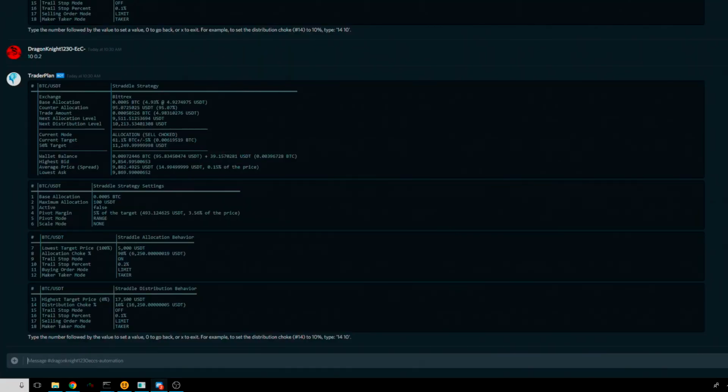Once you've got all your settings how you want them, you would then do number 3 and just press enter. I'm not going to do that because I currently don't have enough in there to utilize this strategy for BTC USD, as I'm using my BTC to trade with altcoins. But I will be setting this up on possibly a different exchange and putting some money in purely for USDT against BTC.